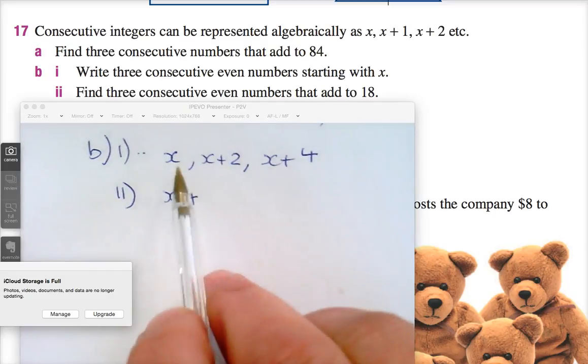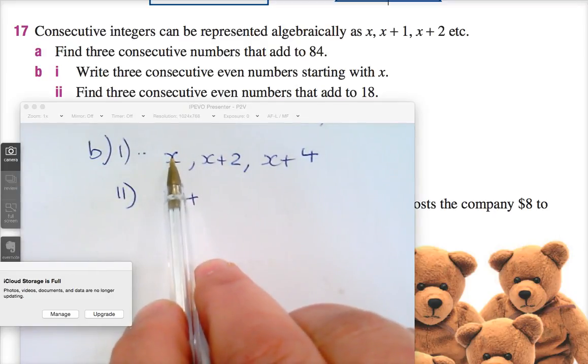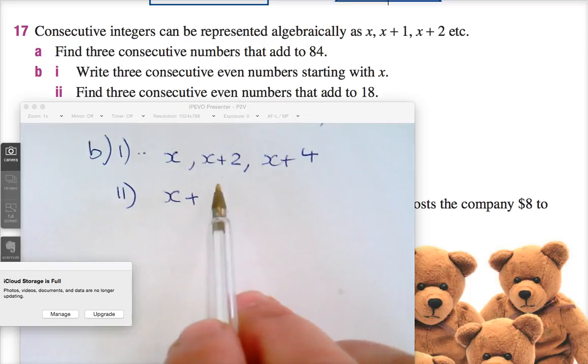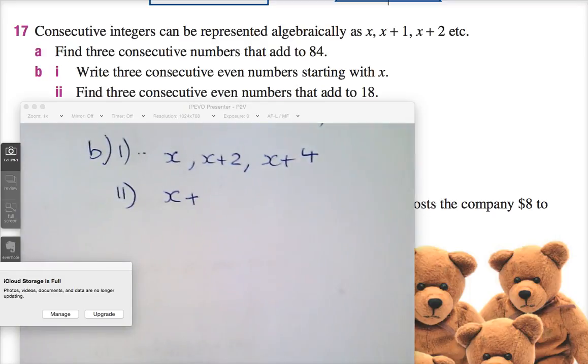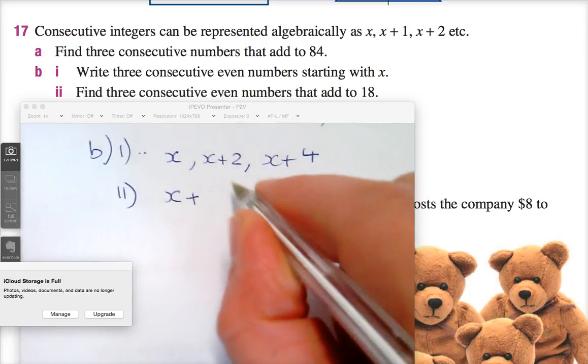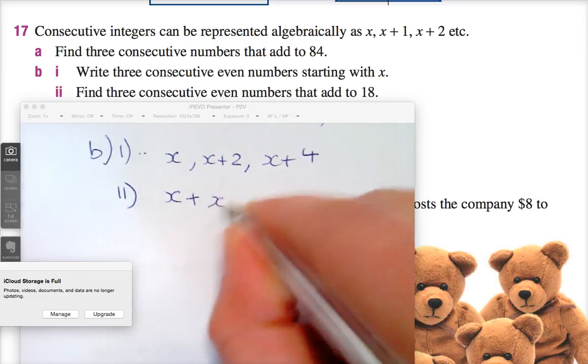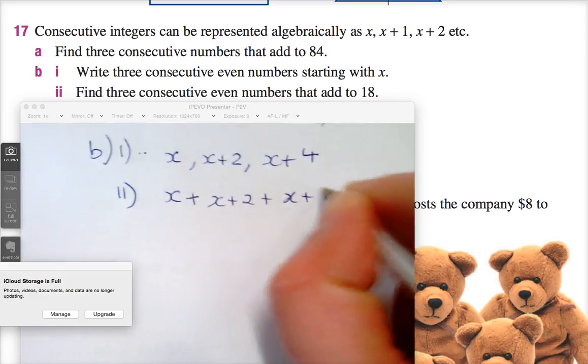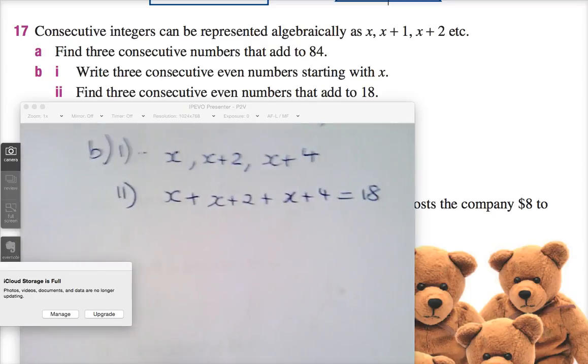So they're 3 consecutive numbers. Your first number is x. The second number will be 2 higher than that, and the next one will be 2 higher than that. Yep. X plus 2 plus x plus 4 is 18. You can now solve that.